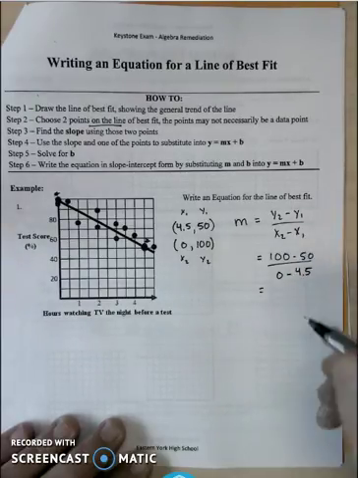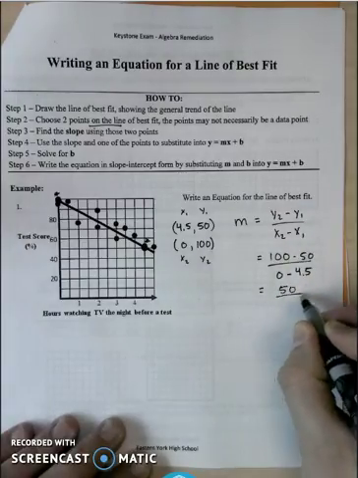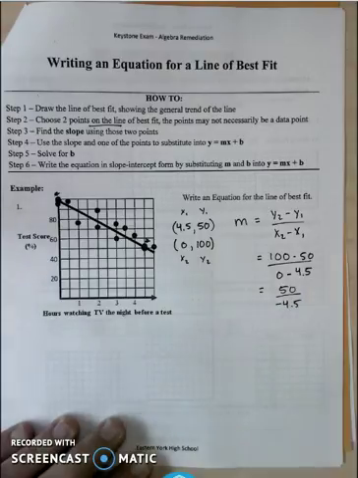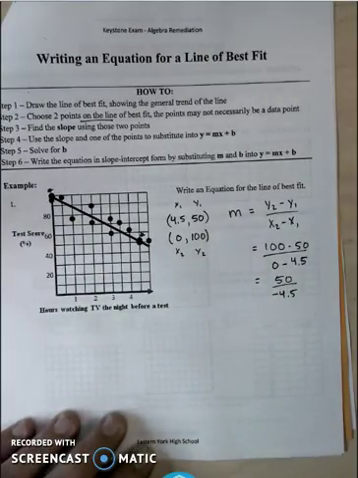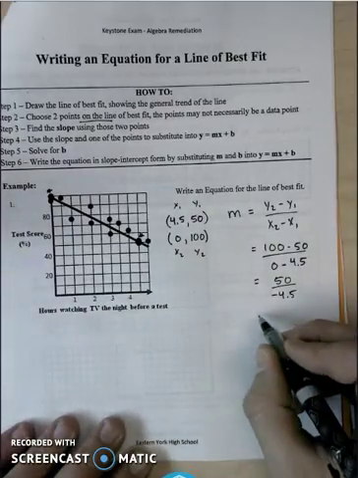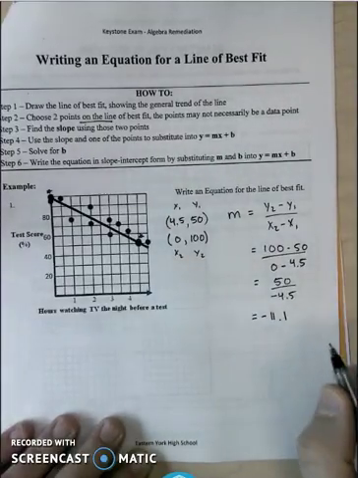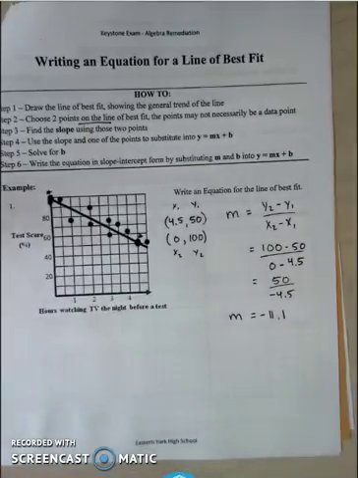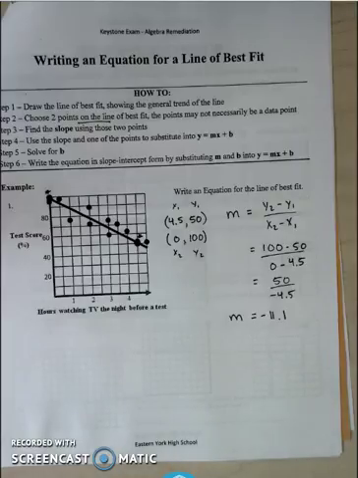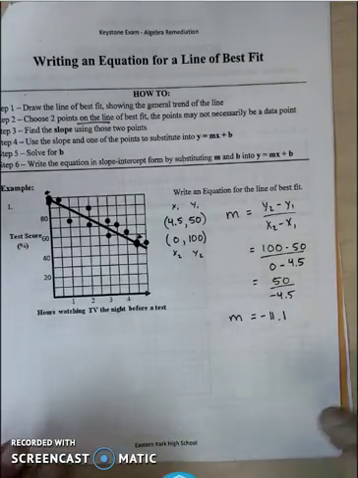Okay, so we simplify that a little bit more. We have 100 minus 50, we know is 50. 50 divided by negative 4.5. So 50 divided by negative 4.5, we found to be negative 11.1. And rounding in this case is going to be okay. So negative 11.1 is going to be our slope. Okay, now you're thinking, oh man, that looks pretty ugly. But that's okay. We can use decimals, and actually we're going to recommend using decimals here to estimate this line of best fit, or this trend line.